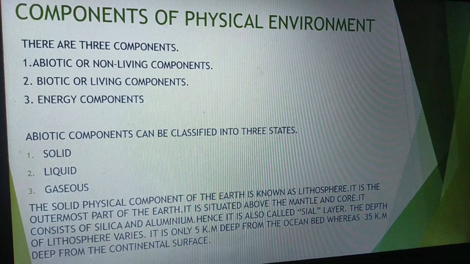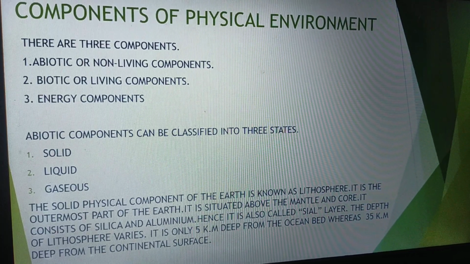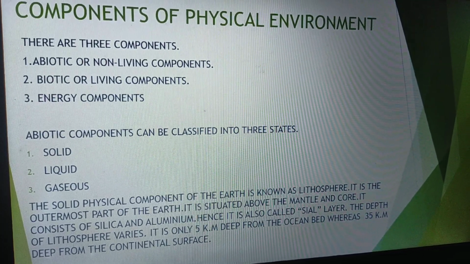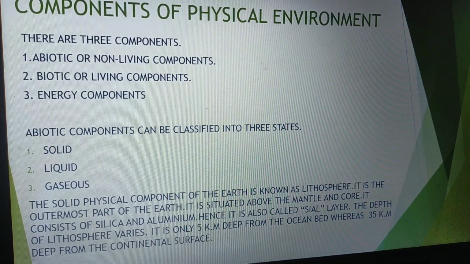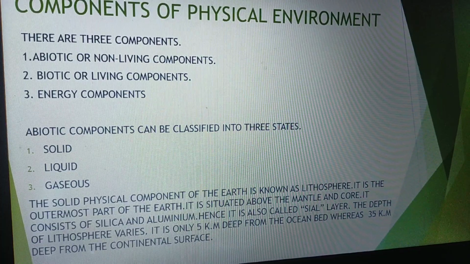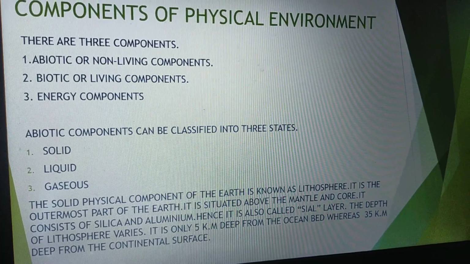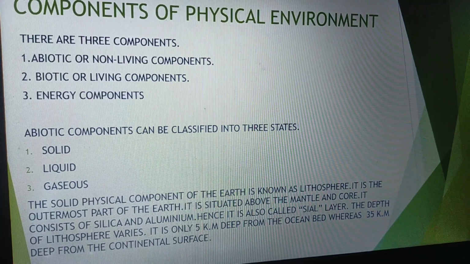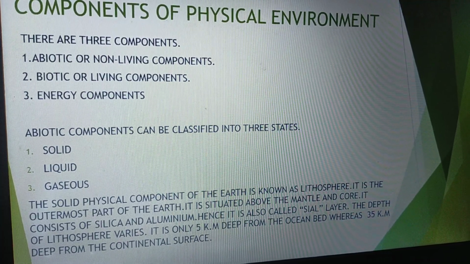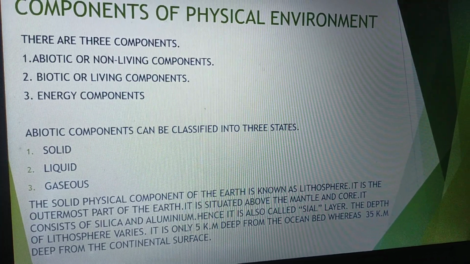What is the lithosphere? It is the outermost part of the earth, that is the crust. It is the earth's crust. It is situated above the mantle and the core, and made up of silica and aluminium. So in short form, we call it the Cl layer.